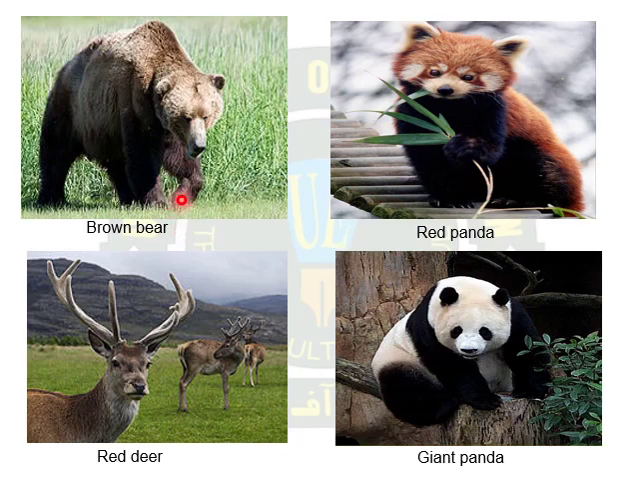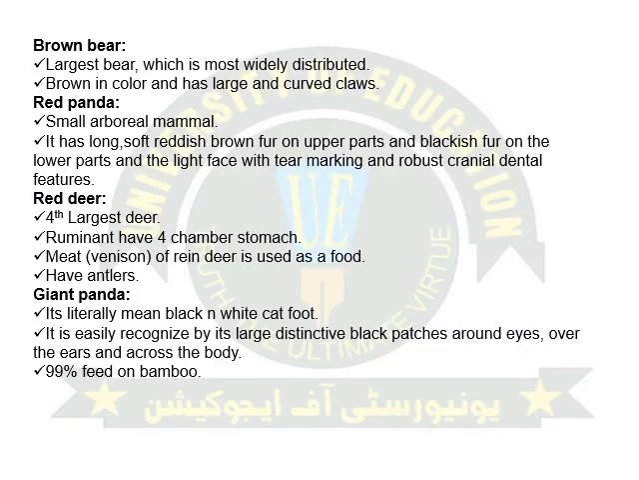Number one is brown bear, and on the other hand you can see the red panda. Here is the red deer, and on the other hand you can see the giant panda. If we talk about the different animals, firstly we will discuss the brown bear. These are basically the largest bears, which are most widely distributed in Palearctic region. They are called brown bear due to their brown color and they have large and curved claws.